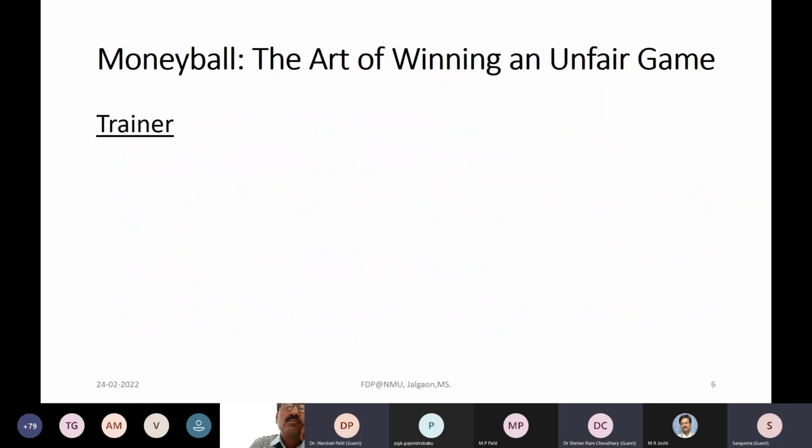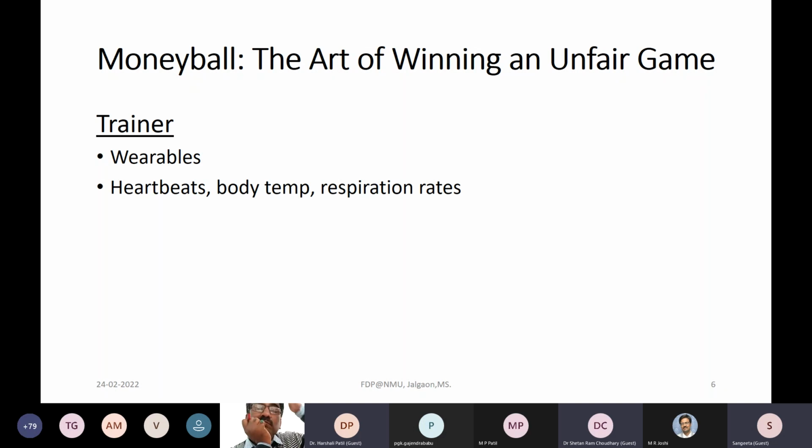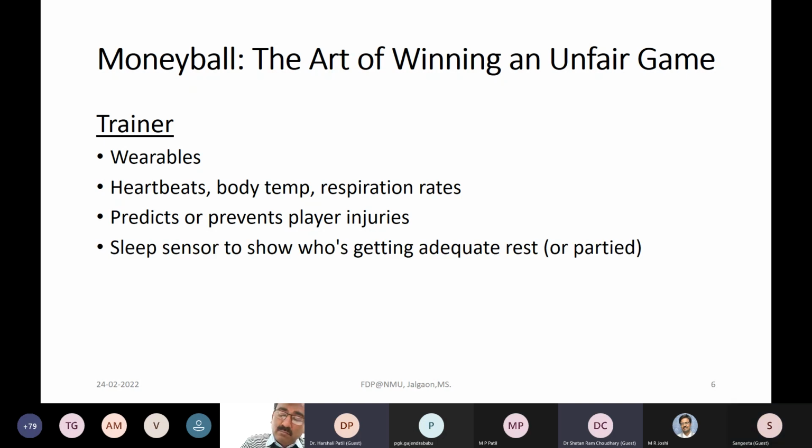So continuing with this, where sports is using data science in a good way, the trainers can also use this. Wearables were used for managing and maintaining the heartbeats, body temperature, and respiration rates of the players, for predicting and preventing player injuries, to find out which player is getting sleep and who is not sleeping at night so that they can perform well the next morning, and various MRI scans for preventing brain injury.